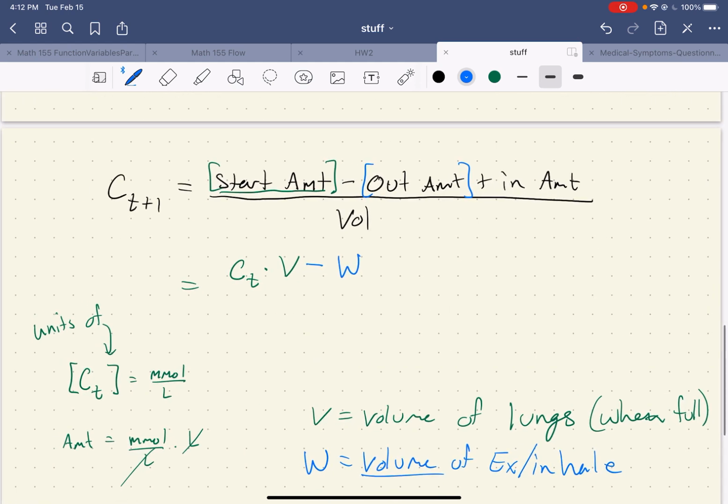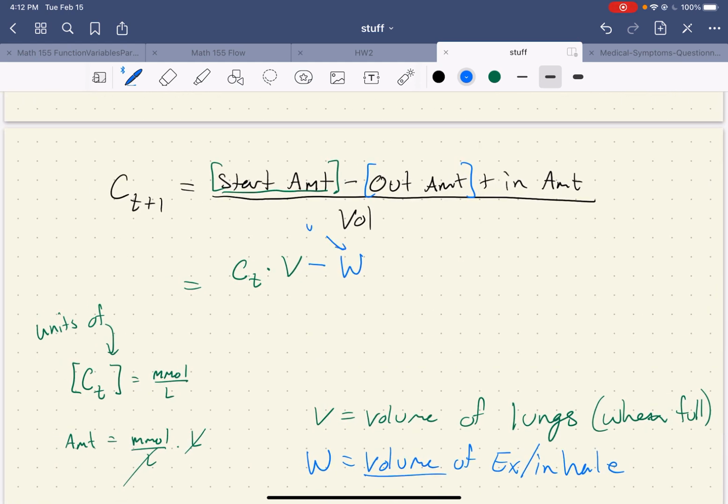So W is the volume that I exhaled, but I want an amount, right? This is saying an amount. So I have to multiply that by its concentration. This is coming from my lungs, so it has the same concentration, times the volume that I exhale.